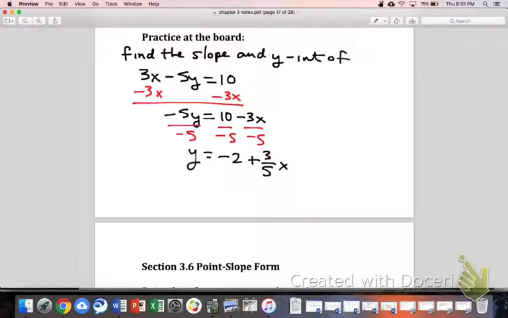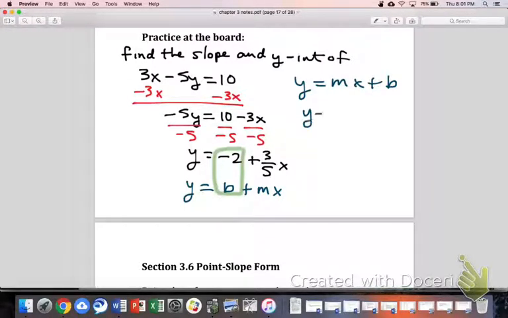Now from here, I can compare this with what I know slope-intercept form to be. Slope-intercept form is y equals mx plus b. And what we have right here is written in a slightly different form: y equals b plus mx. It's still slope-intercept form. We can pick out the slope and the intercept from this. So my b is negative 2, and the b is the y-intercept. Sometimes we'll say negative 2, but it would probably be better written as 0, comma, negative 2.